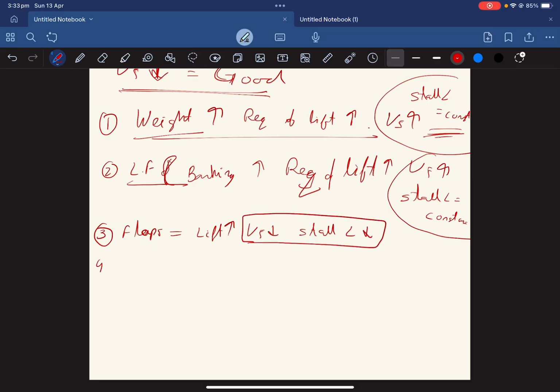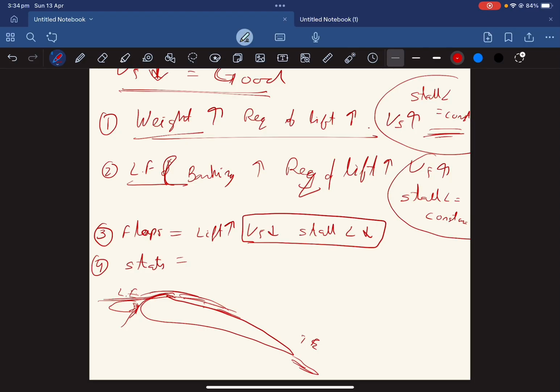The fourth one is slats. I'm sure everyone knows flaps, but I'll explain slats. This is the leading edge, and this is your trailing edge. You have flaps over here that increase your camber, and slats over here. They make an opening so that air can re-enter and re-energize the boundary layer. So they basically add energy to the boundary layer. They are increasing lift, so your stall speed reduces. But here your stall angle increases, since they are re-energizing your boundary layer.